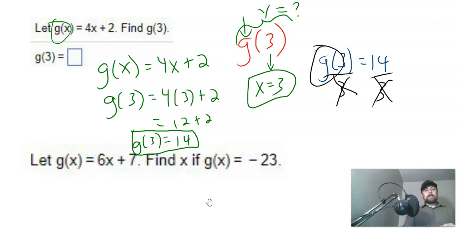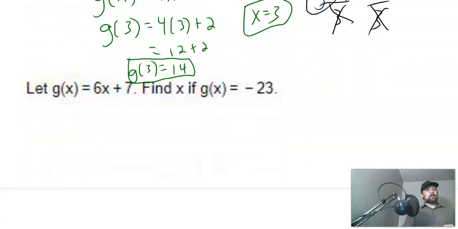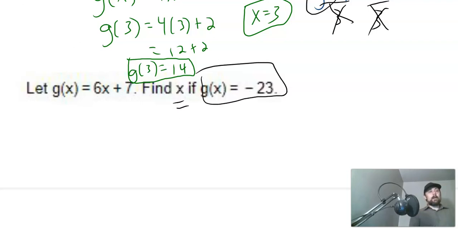Okay, now the second example here flips things around on you, so be careful, because a lot of students blindly say, oh, there's a number, I'll just plug that into the equation and get my answer. But it's the other way around, right? Find x if g of x is equal to negative 23. So here, they're giving me the y value. y is equal to negative 23, and I'm supposed to solve for x.